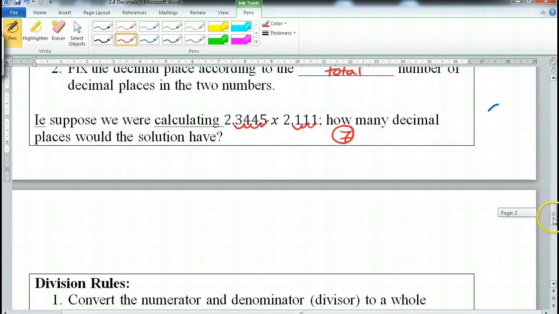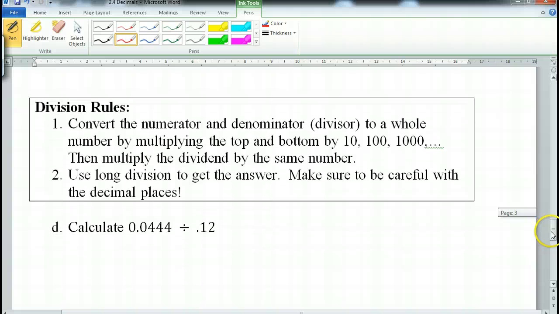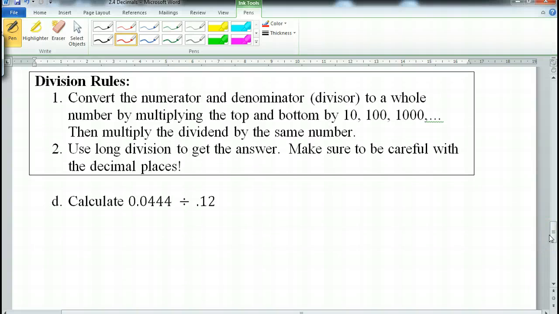Okay, let's move on to division, our last section here in this lesson. So let's look at the rules for division. We first have to convert the numerator and denominator, which is the divisor, to a whole number by multiplying the top and bottom by 10, 100, 1,000, depending on the number of decimal places. Then we multiply the dividend by the same number. And then we'll use long division to get the answer. And you have to really be careful where your decimal place goes. Okay, so let's do an example over here.